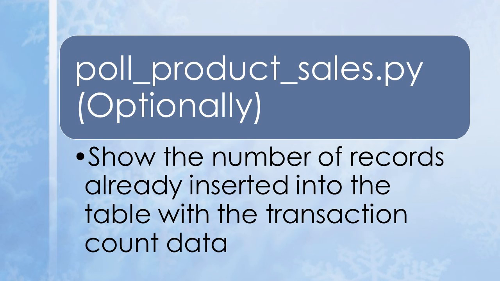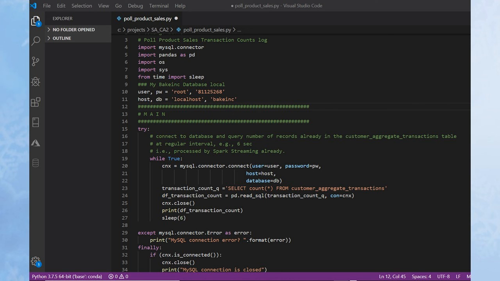The third program I have is something I call optional, because basically it just looks at the table customer aggregate transaction and displays the count of the records inside there. It's nice to have, and basically it regularly looks at the table every 6 seconds to display the count, so I know that the count is increasing. So in the program, nothing fancy, just connect to the MySQL database, and as I said, every 6 seconds it will just do a query and display the count of the records in there.